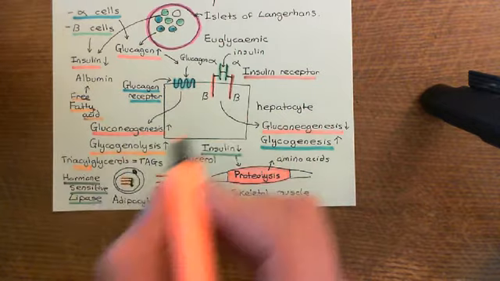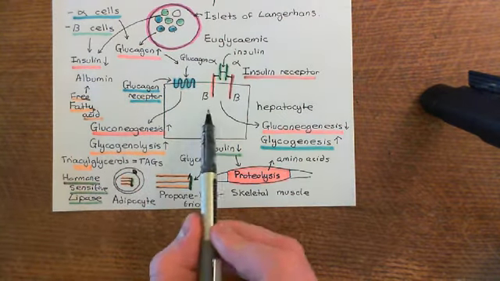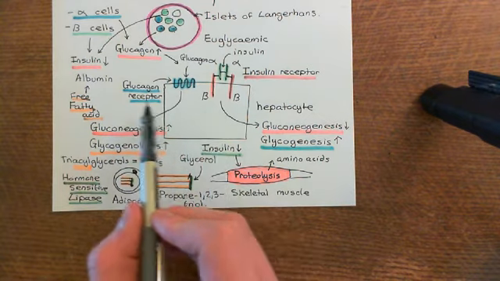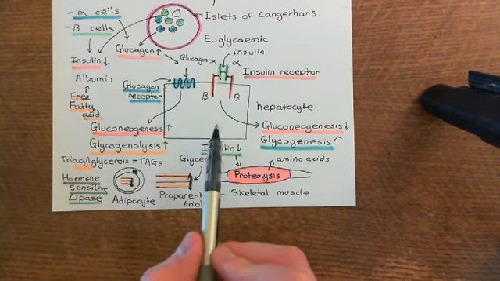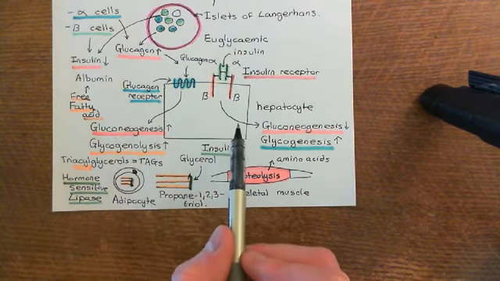Now where are they going to go? Well, they're actually going to go to the hepatocytes as well. So free fatty acids will be delivered to the hepatocytes. And when they get to the hepatocytes, what do the hepatocytes do with them? Well, they use them to synthesize ketone bodies.